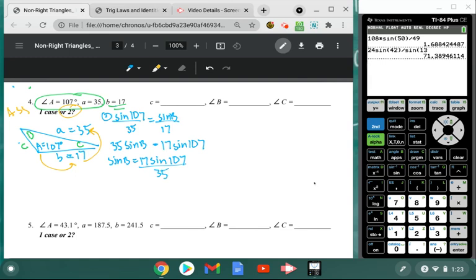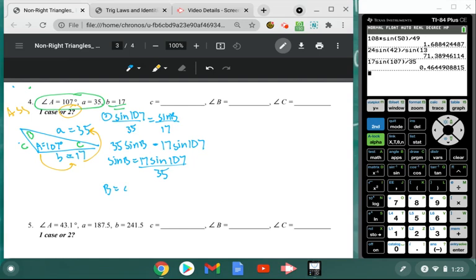Okay, let's go ahead and put that into our calculator. If we're lucky, this is going to be greater than 1 or less than -1. So 17, not 117. So I want 17 sine of 107 divided by 35. And it's a valid ratio. So I'm going to go ahead and apply a sine inverse.